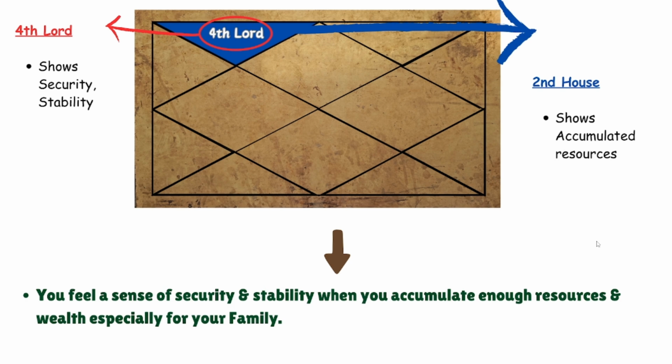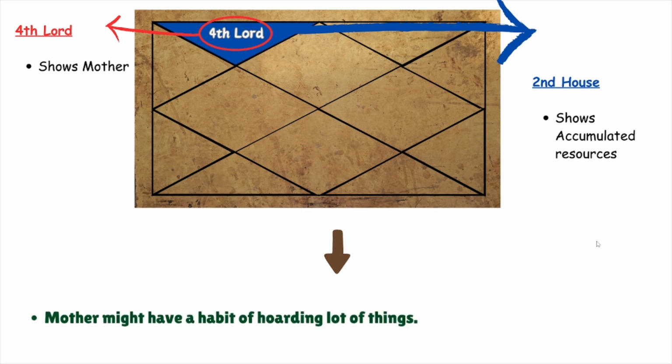Now, fourth lord shows security, stability, and the second house shows accumulated resources. So you feel a sense of security and stability when you work hard and accumulate enough resources, enough wealth, enough properties, vehicles. When you accumulate all this, for you as well as for your family, that is when you find a sense of security or stability inside you.